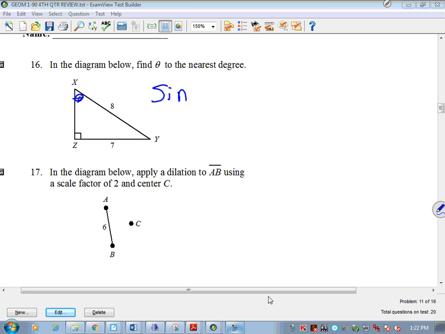All right, so let me kind of help us out here. 7 is opposite of my angle. 8 is hypotenuse. Okay, sine is opposite over hypotenuse. So we're going to use inverse sine because that's what we use to find an angle. Then we're going to put those things in our ratio, which is 7 over 8. Inverse sine 7 over 8 comes out to 61 degrees.